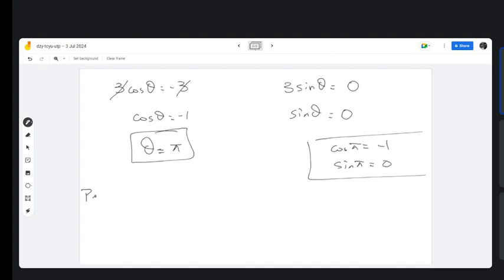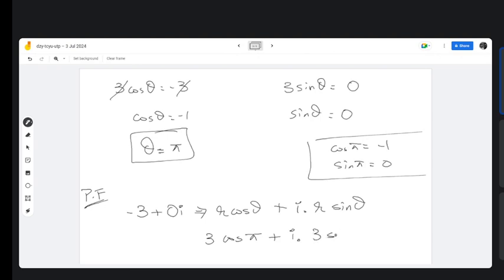Now what do we write? Last, polar form. I write the question. Minus 3 plus 0i is nothing but r cos theta plus i times r sin theta. r's value is 3 cos pi plus i as it is, 3 sin pi.